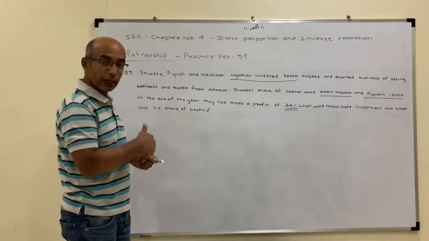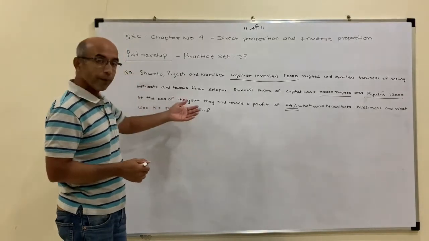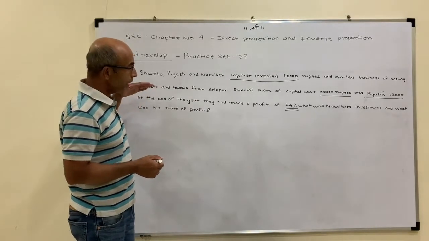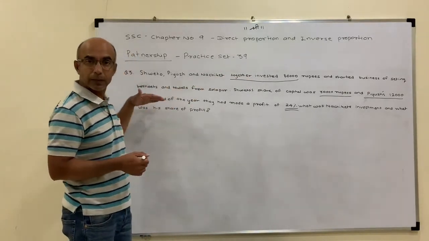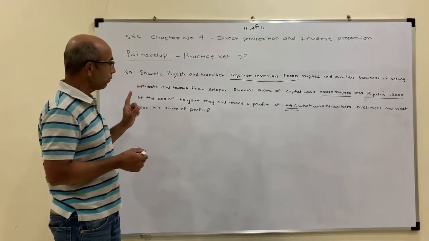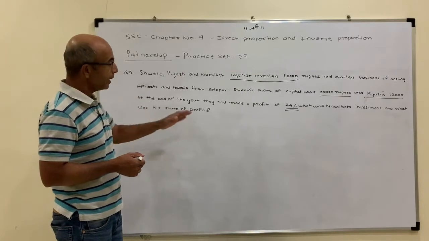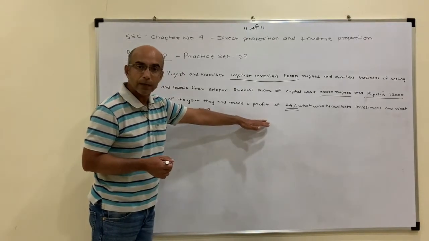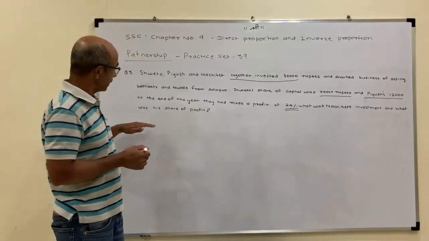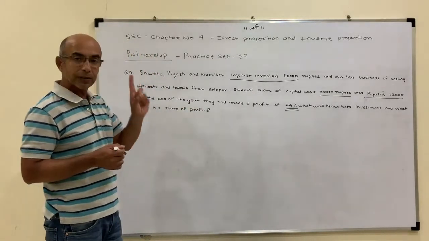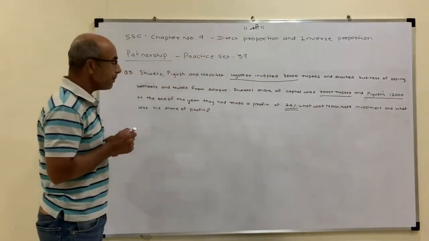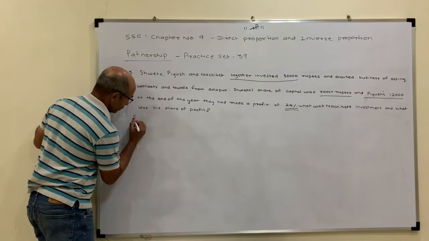So Nachiket's investment we can find out. Secondly, once we find out Nachiket's investment, we will be able to find out in which proportion they invested money. And once we find the proportion, we are going to build an equation and put the profit there. And then we'll find the value of how much profit Nachiket made. So first step, we will solve for Nachiket's investment. Yeah. So let's start the solution.